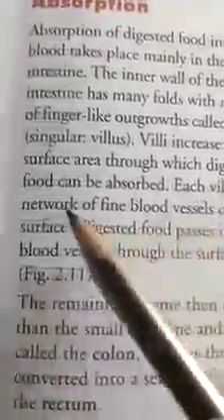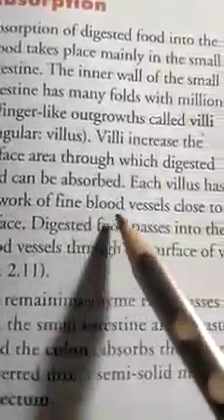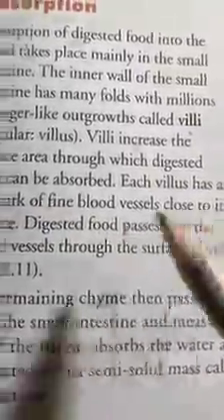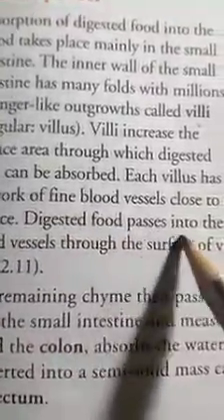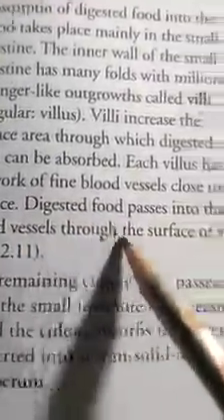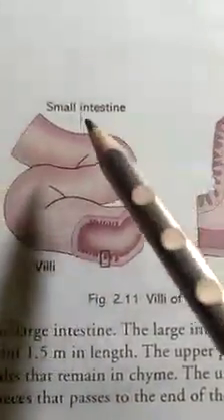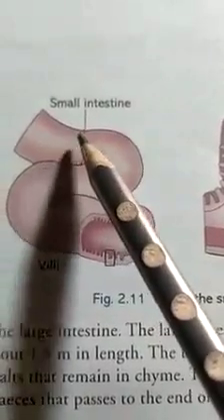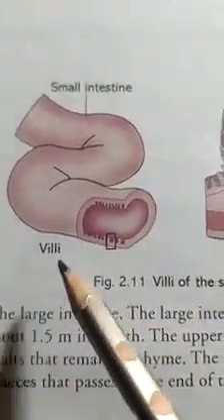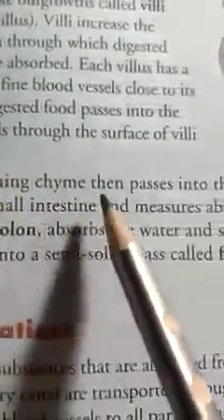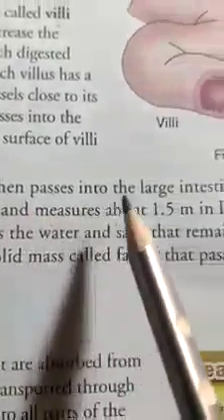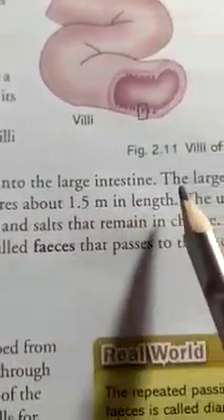Each villus has a network of fine blood vessels close to its surface. Digested food passes into the blood vessels through the surface of villi. I will show you. That is villi of a small intestine. Now, students, the remaining chyme then passes into the large intestine.